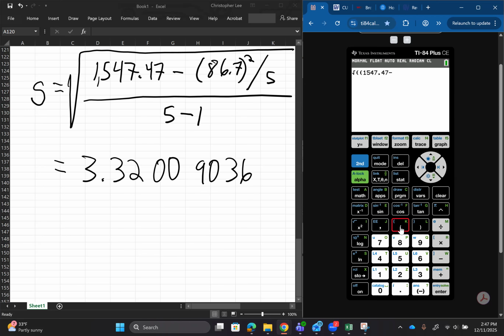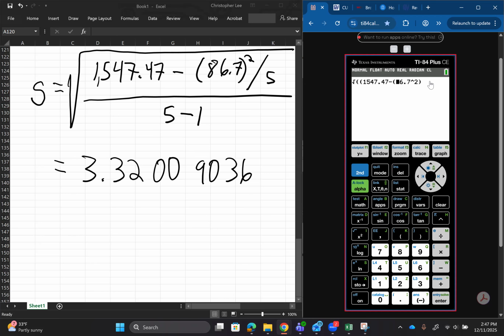So look, minus this, right? Now you want to do 2 parentheses, right? So this is going to be the 86.7, right? Then you want to raise that to the second power, right? Then you're going to close parentheses on that, right? And then actually, when we get that answer, we could just go to the second power. Hold on 1 second. Oh, sorry, I made a mistake.